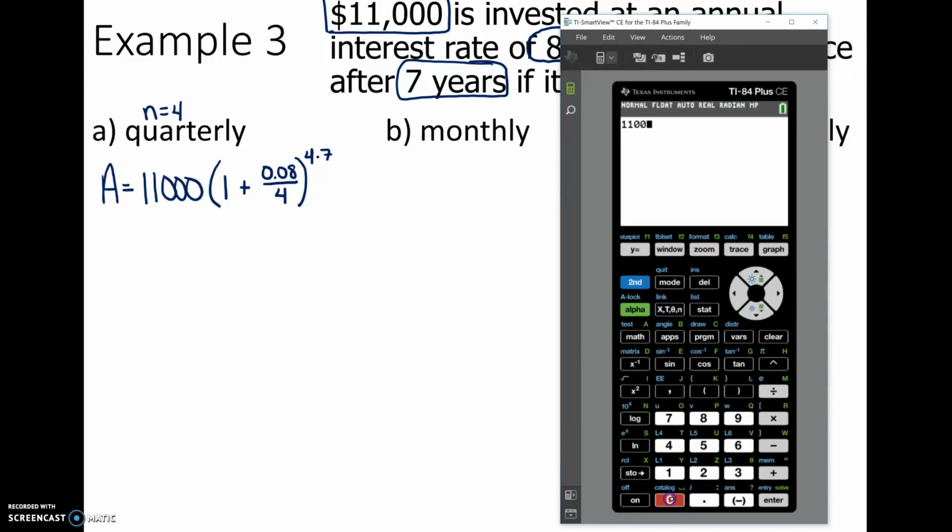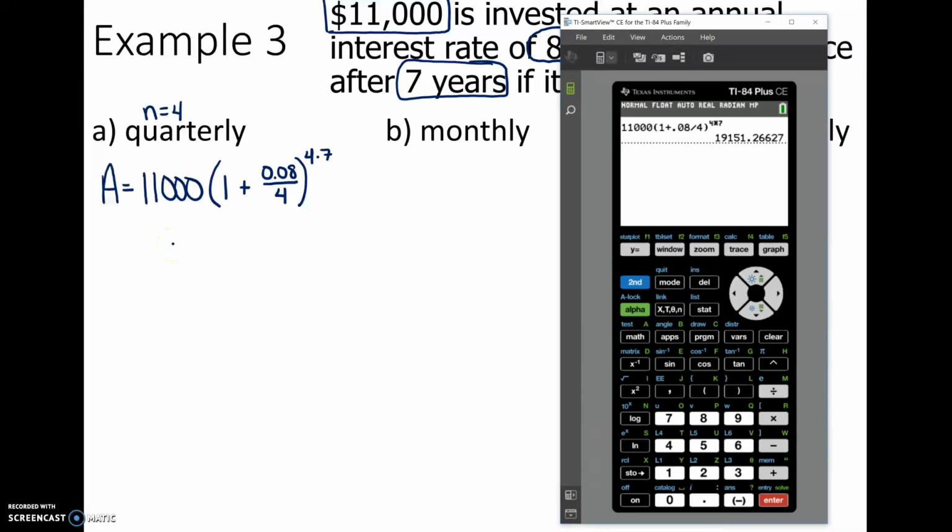So 11,000 parentheses 1 plus 0.08 divided by 4, close your parentheses. When you push the exponent button to raise it, if you're on a newer calculator, it gives you that little space to write in 4 times 7. If you're using an older calculator, after the exponent key, you might need to put parentheses 4 times 7, close your parentheses. You should get $19,151.